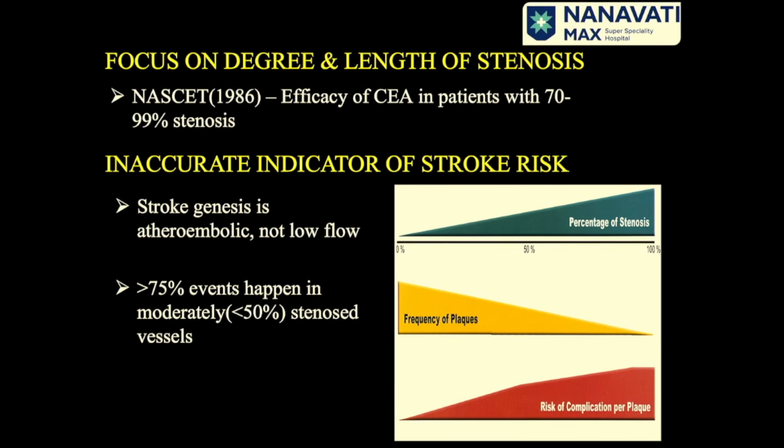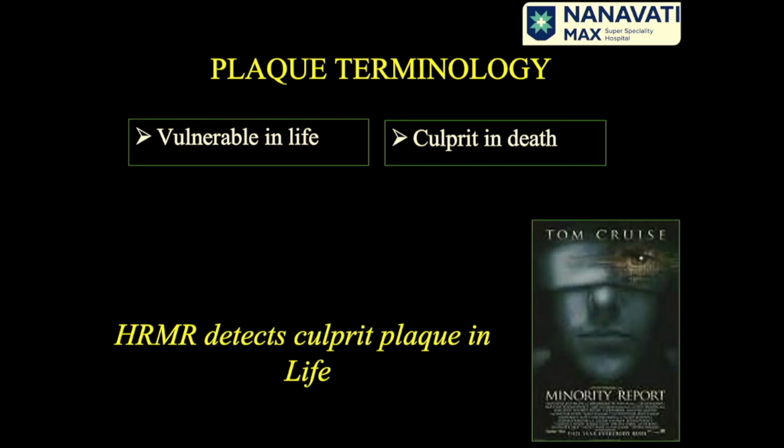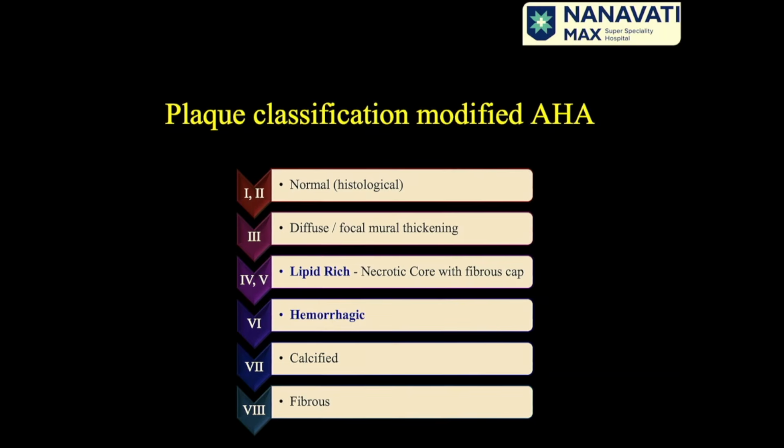Over the last 15 to 20 years, the new researchers have realized that that does not really hold true today, because stroke genesis, unlike heart attacks, is not low flow related. In fact, 75% of the events happen when you have carotids which are moderately narrowed, that means less than 50%. And this concept led to research on what is called vulnerable plaque versus culprit plaque, and that is based on plaque classification which was modified by the American Heart Association for coronary arteries.